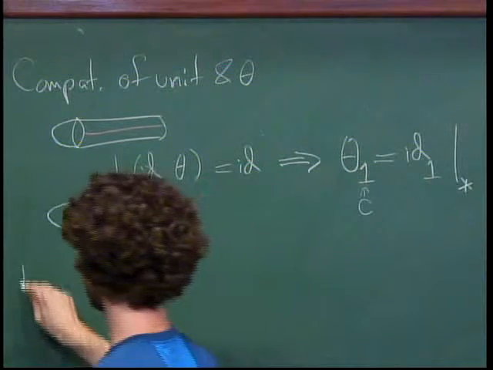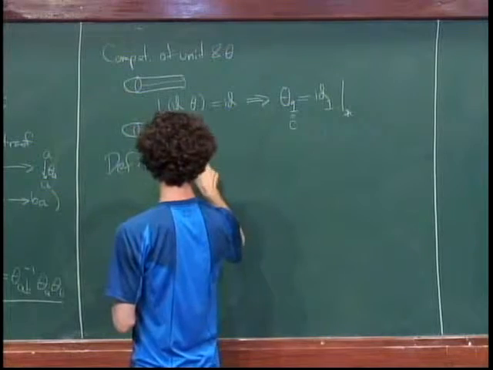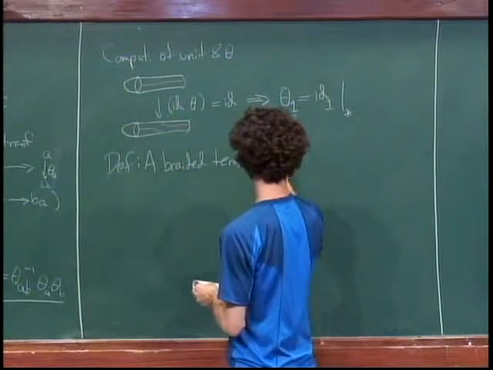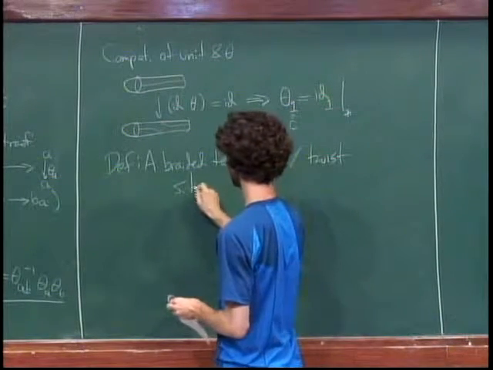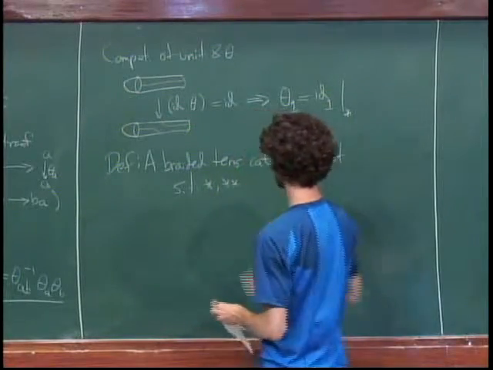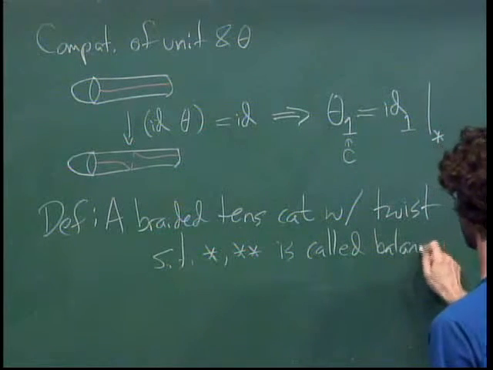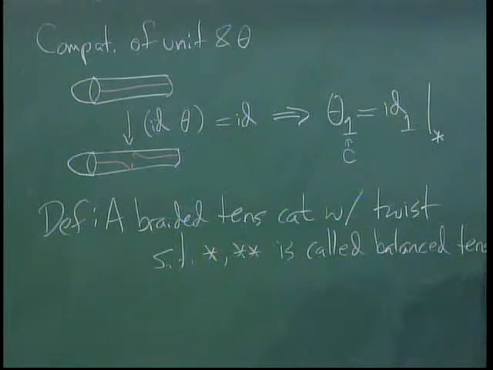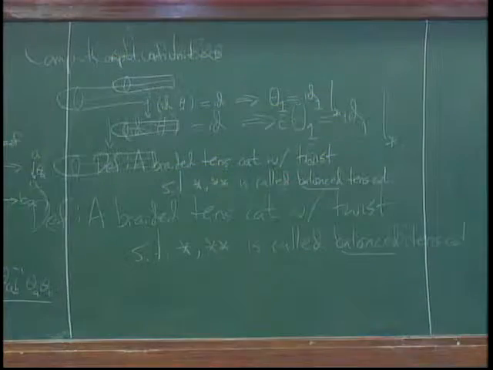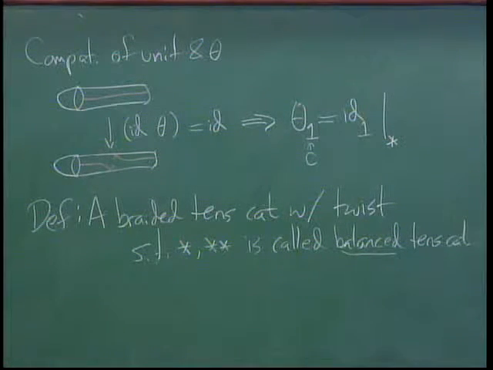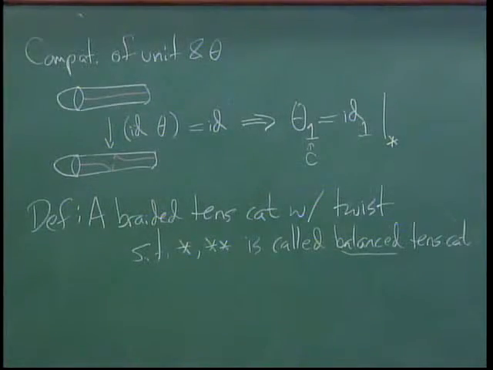Okay, and so that's all we need. So now we can define a braided tensor category with a twist satisfying both of these two equations is called a balanced tensor category. So now we know that the image of our fusion category associated to any three-dimensional field theory is in fact a balanced tensor category.